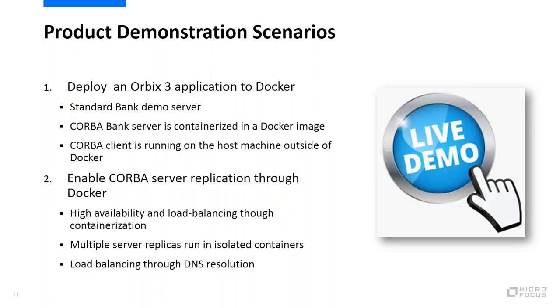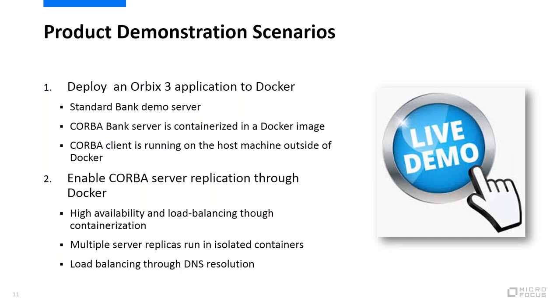So in the first part of the demo, we'll see how easy it is to package a CORBA server into a Docker container. For this demo, we'll use the Bank demo that ships with the Orbix product. We'll build a Docker image containing the Bank server and the domain boundary controller component. We'll spin up an instance of the Dockerized bank server and show how a client running on the physical host outside of Docker can connect to the server in a straightforward manner, thanks to the use of the domain boundary controller components running inside the Docker container.